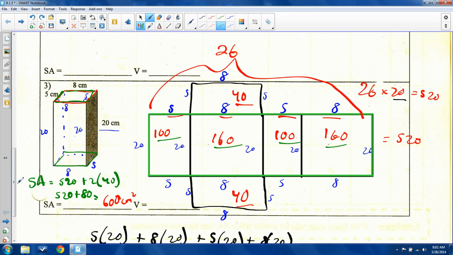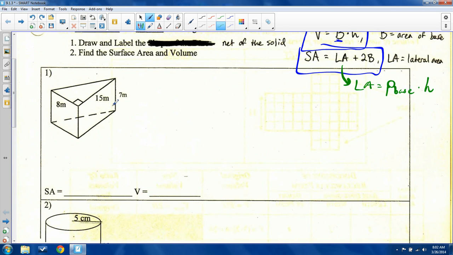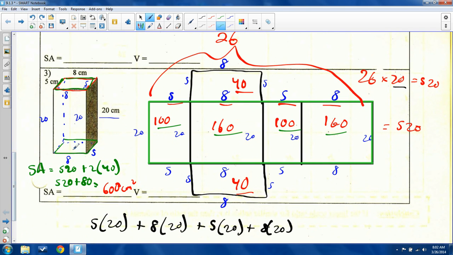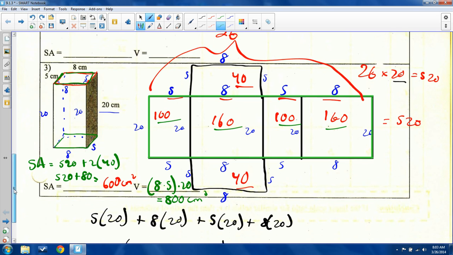That won't happen for each one, though. For a triangle, obviously, it's half base times height. And for a circle, it's pi r squared. So they're different things. It's not always 8 by 5 by 20 or whatever else, depending on what the shape is. In a rectangular prism, though, it is. So it's the area of the base times the height. 8 times 5 is 40. 40 times 20 is 800. Cubic centimeters.